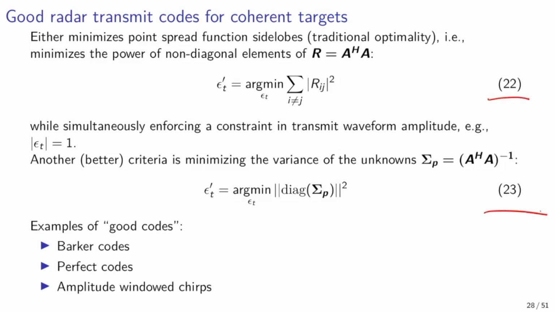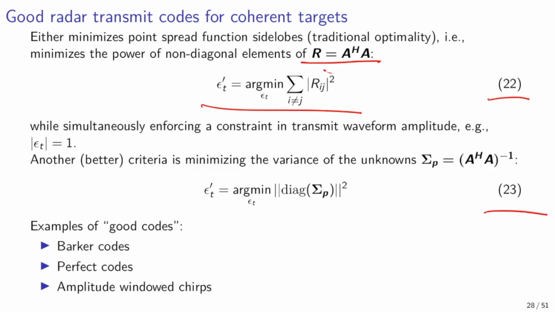and 23. The criterion shown in equation 22 means that the code should be such that the non-diagonal elements of the matrix A conjugate transpose A should be as small as possible in magnitude. This means that the values of the autocorrelation function of the radar transmit code at non-zero lags should be as small as possible in magnitude. This criterion minimizes the magnitude of the range side lobes when using a match filter.